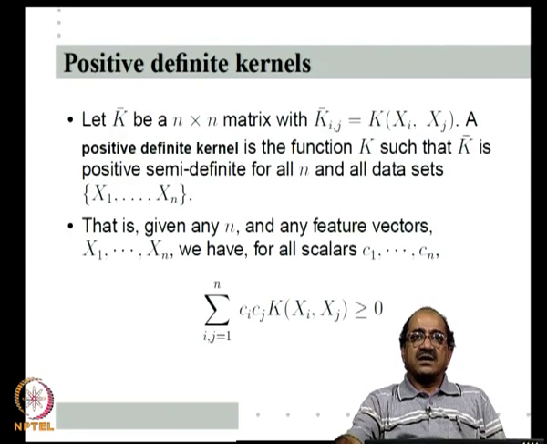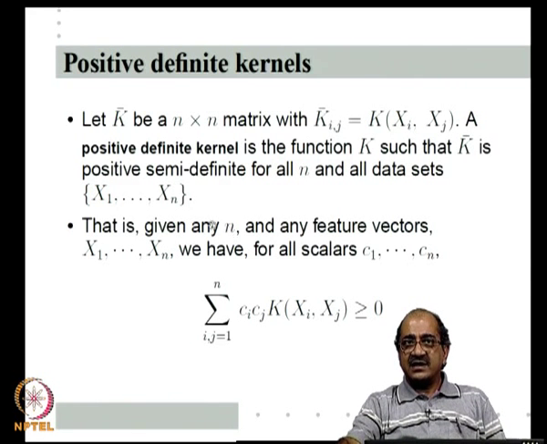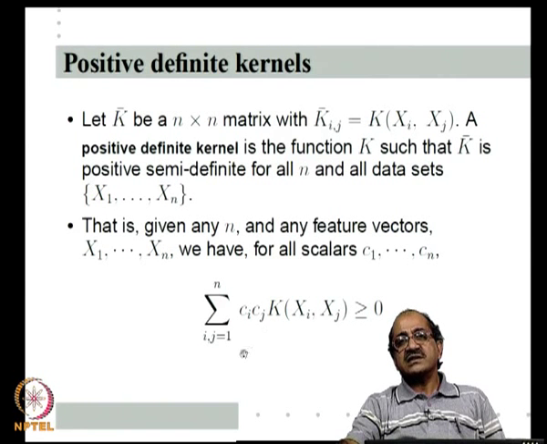A symmetric function k is said to be a positive definite kernel if for every positive integer n and any feature vectors x1 to xn in R^m, we have the summation over i, j of ci cj k(xi, xj) greater than or equal to 0 for every set of n scalars.